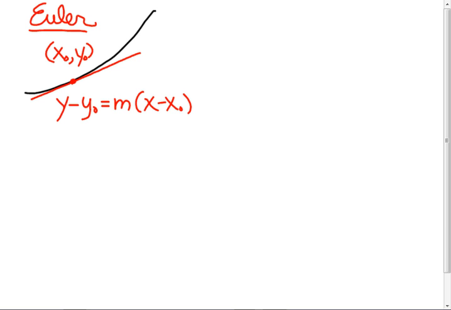Okay, Bjorn? What am I going to do? I am going to start with this point, use the slope at this point, and travel along the tangent line a certain distance. Okay, Sam and Matt?